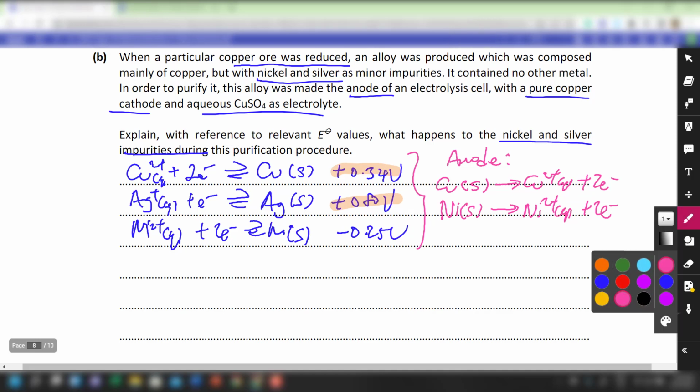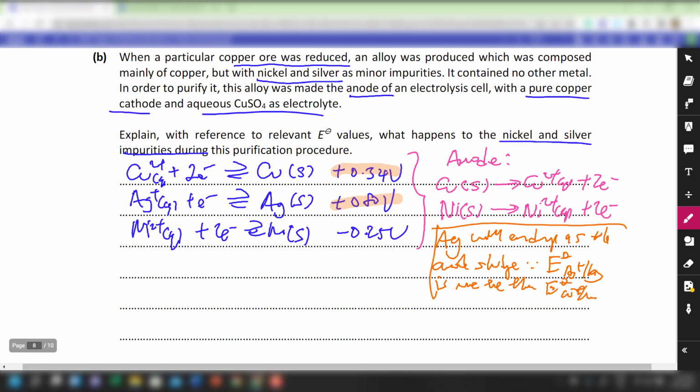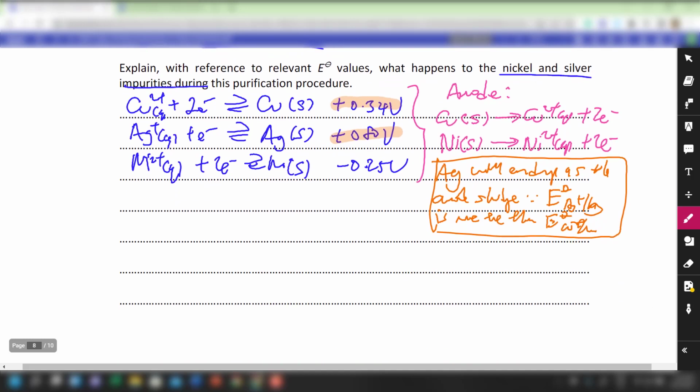Then what is going to happen to silver? Silver will end up as the anode sludge. The reason being, the reduction potential of silver plus to silver is more positive than that of copper 2 plus to copper. So it's important for you to highlight this particular reason when you explain. So silver ends up as the anode sludge, and then after that, how should you go on to explain?